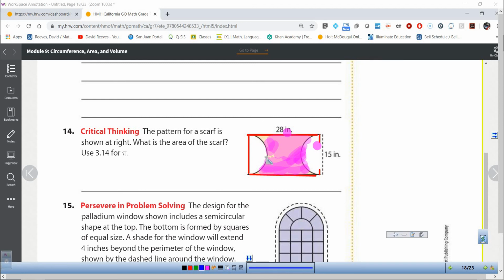But what do you get when you put two half circles together? You get one circle, right? So if you guys were working on number 14, it's going to be the area of the rectangle minus the area of the circle, okay? But I'm going to let you guys work on those on your own. Of course, if you get stuck, you're welcome to ask for help.